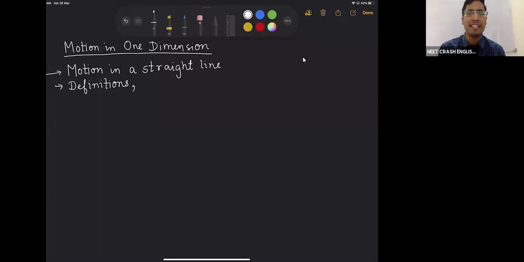Guys, for those of you who are saying significant figures, I'll teach you significant figures after a while. Motion in one dimension does not require that. That's something I will do separately.